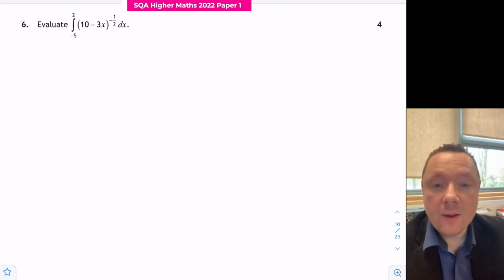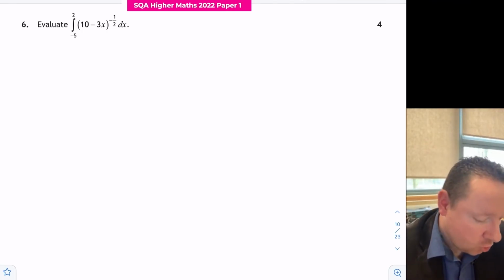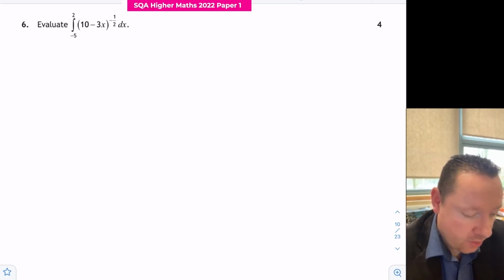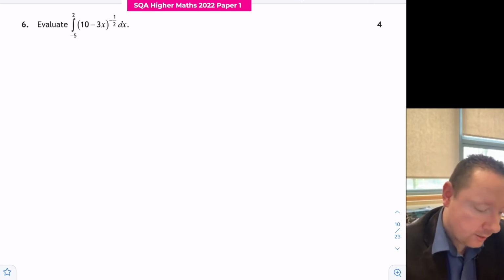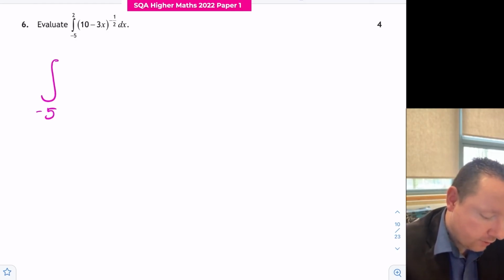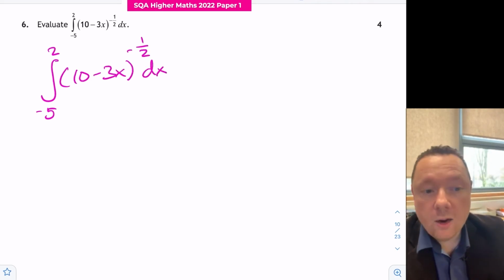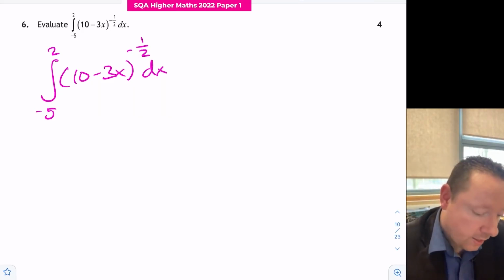SQA Higher Maths 2022, Paper 1, Question 6. Integrate between minus 5 and 2, 10 minus 3x to the power of minus a half dx. Okay, let's start working on this. So we've got the integral of minus 5 and 2 of 10 minus 3x to the power of minus a half dx. Well, we can start to integrate this by adding 1 to the power.